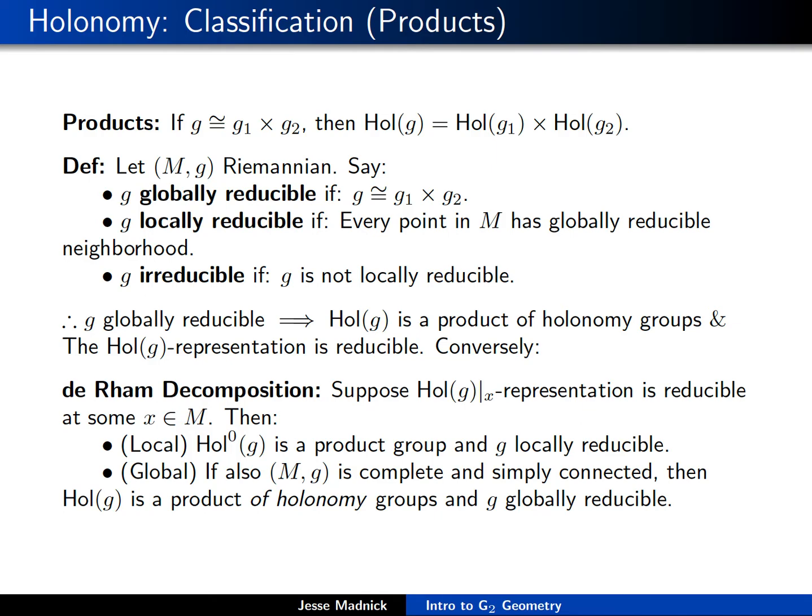The converse is given by the so-called de Rham decomposition theorem, which says this: suppose your holonomy group at a point is reducible in the sense of representation theory. Then there's a local statement which says that the reduced holonomy group is a product group and the metric is locally reducible. And there's also a global statement where if you, in addition, assume that the Riemannian manifold is complete and simply connected, then the holonomy group is a product, not just a product group, but in fact a product of holonomy groups. And the metric g is globally a product.